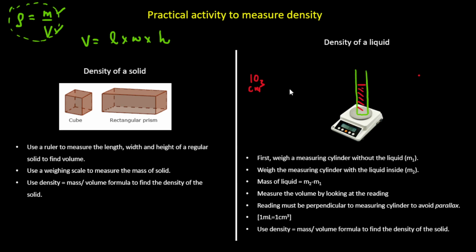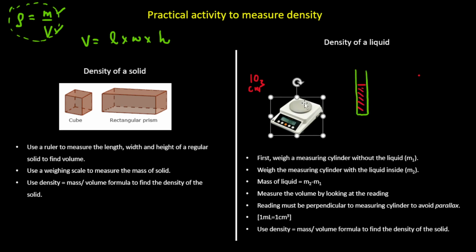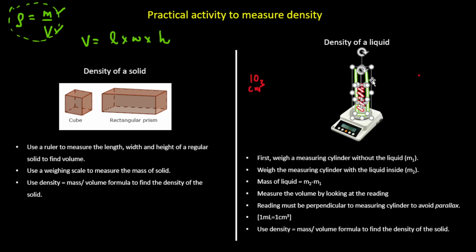Okay, so from here, you already know your mass. What you need to know is your volume. Volume can be read from the reading of the measuring cylinder. But your eye level must be perpendicular to the measuring cylinder to avoid parallax. This is important information that you must mention in your exams, that you must avoid. If you look at this from above, you will see a different reading.